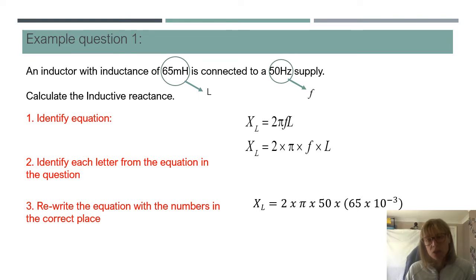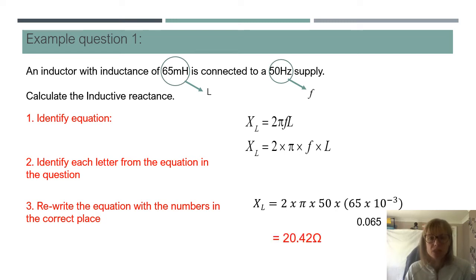Now, we've got our 2 and our pi, which is in the equation. Our F is 50 from our question, and our L is 65 millihenries. That's why I've put 65 times 10 to the minus 3. You need to know that milli is 10 to the minus 3. So you can either write it like that, or the actual number, 0.065. Either of these is correct, but you must make sure you get the right number, that you haven't just put 65 in there.